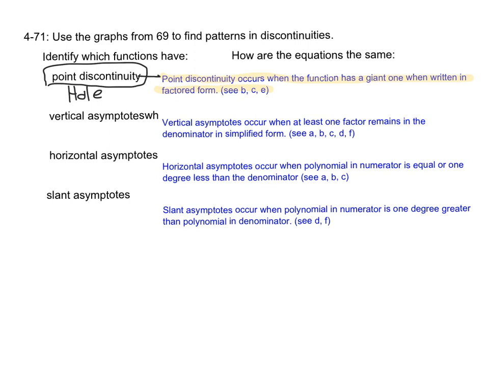All right, vertical asymptotes occur when at least one factor remains in the denominator in simplified form. Again, those vertical asymptotes are tied directly to your domain restrictions. Horizontal asymptotes, now this is going to occur when the polynomial in the numerator has a degree equal to or 1 less than the degree of the denominator.